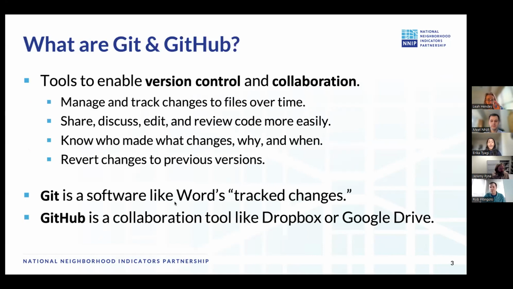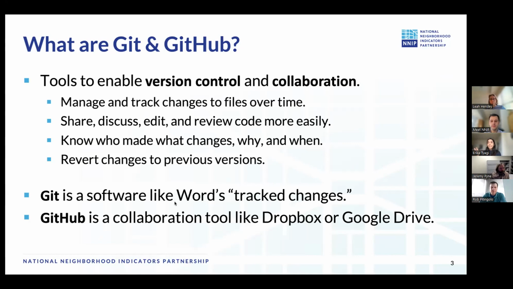Here's a quick high-level overview of what Git and GitHub are, and I think the first sentence really captures it: they're basically just tools to enable version control and collaboration. We're going to talk a little more tangibly about what these mean in the next slide, but for a couple of examples of what that means in practice, it lets you track changes to files over time. If I have a file today and hypothetically want to update it tomorrow, it lets you track those changes in a centralized and robust way.